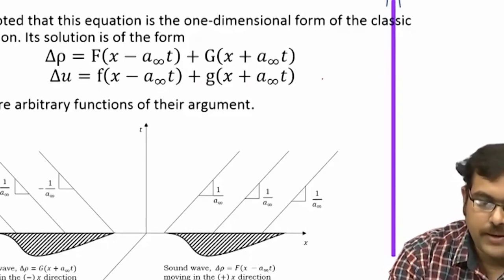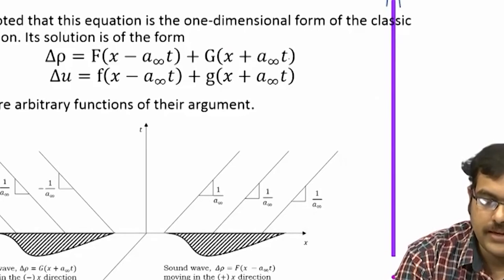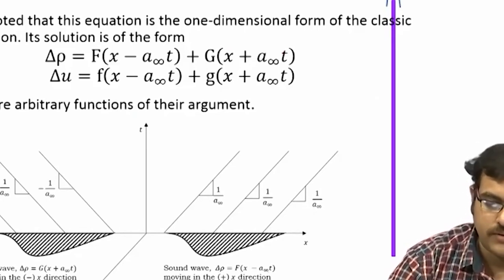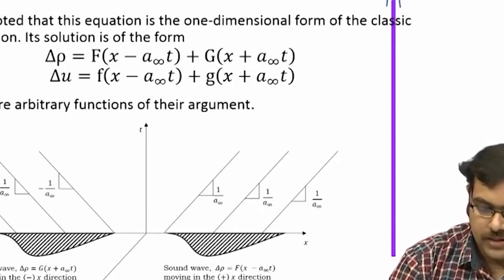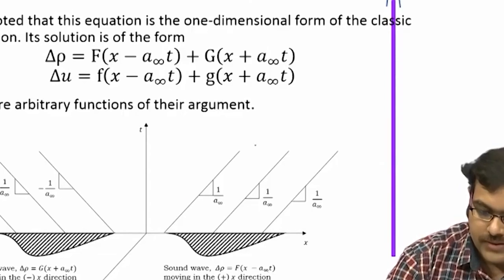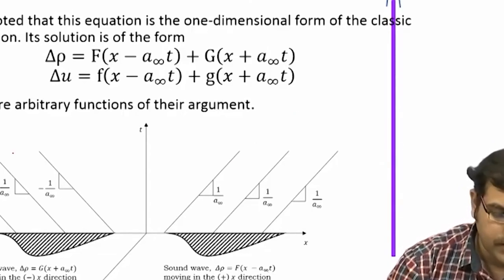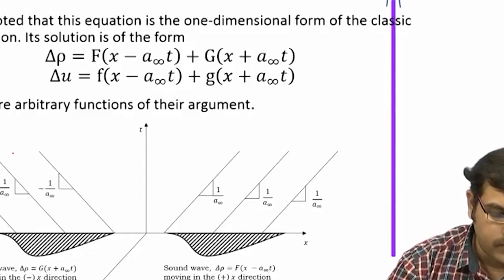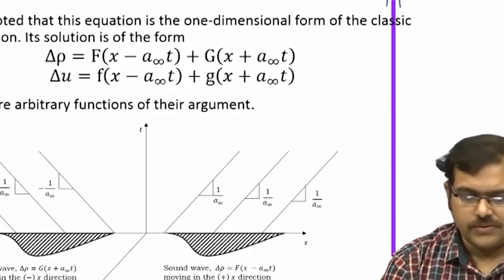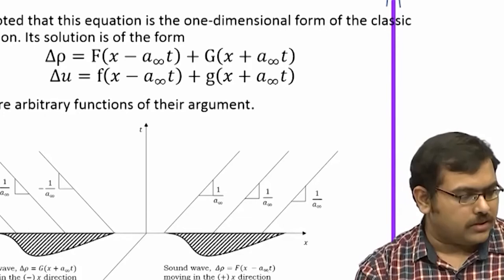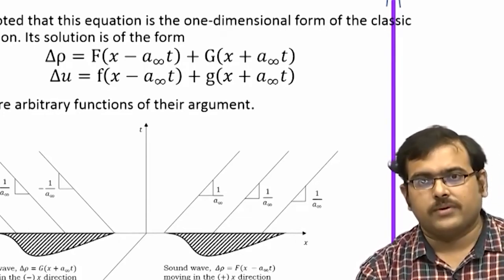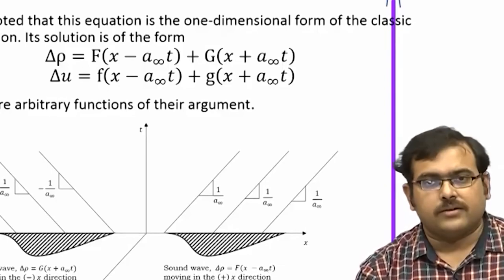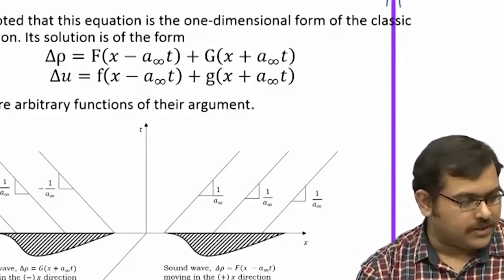So, x minus a infinity t and x plus a infinity t represent the directions of propagation of an initial disturbance. That is given over here, you can see. So this is the initial propagation, okay. They move in this direction. So you can write down these solutions. This is the wave equation that is linear and solved in classes.